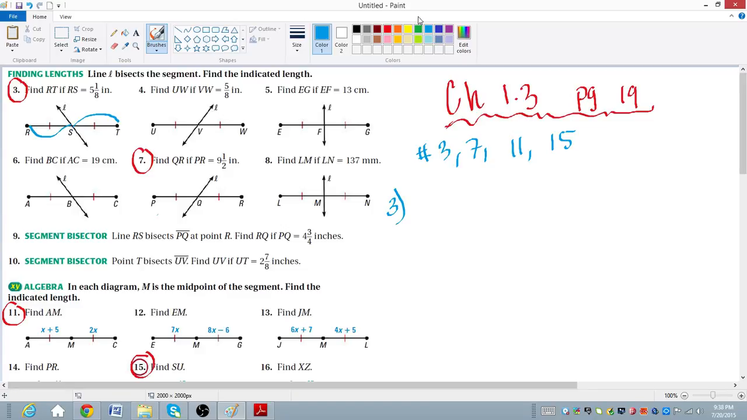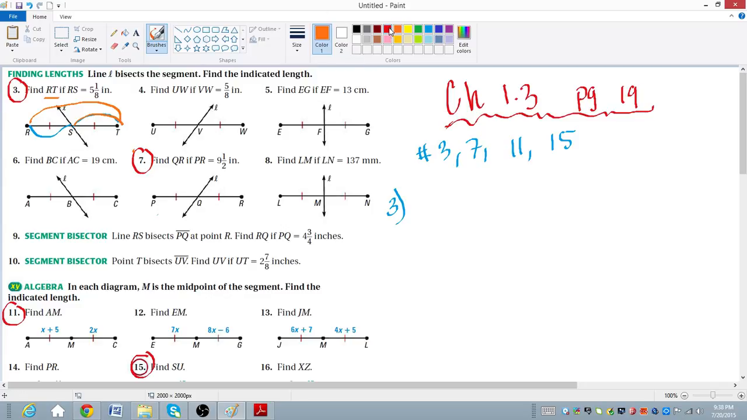If I'm looking for ST, then that means ST and RS are the same thing. So since I know RS is 5 and 1/8, and I'm looking for RT, that means the other one is 5 and 1/8 plus 5 and 1/8. I will have the whole line, which is what I'm looking for, RT.